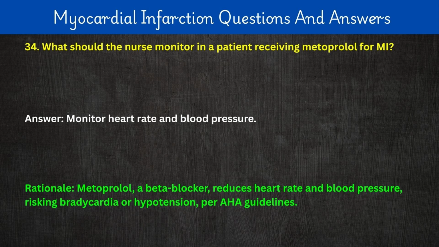34. What should the nurse monitor in a patient receiving metoprolol for MI? Answer: monitor heart rate and blood pressure. Rationale: metoprolol, a beta blocker, reduces heart rate and blood pressure, risking bradycardia or hypotension, per AHA guidelines.